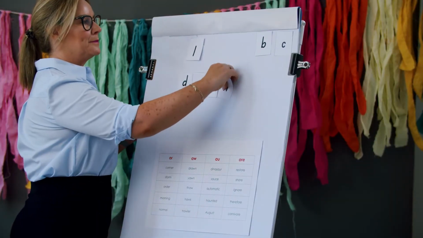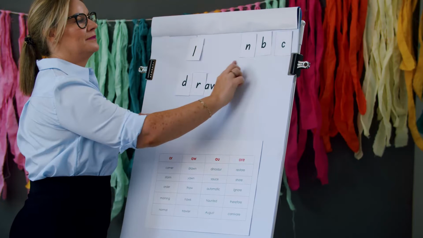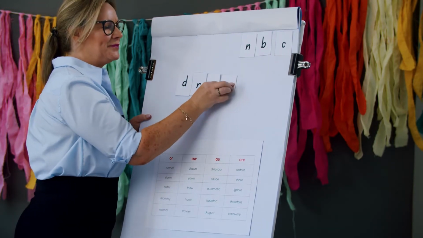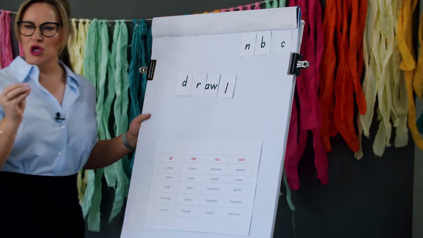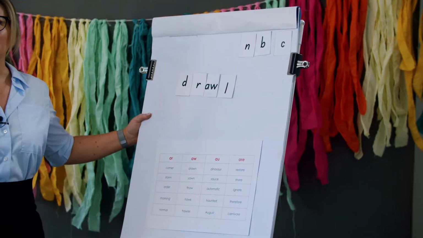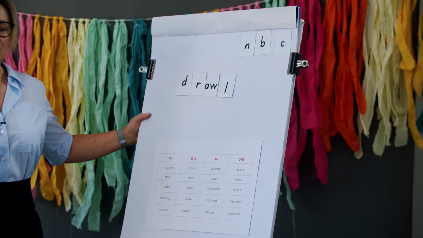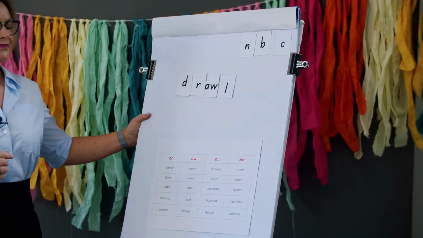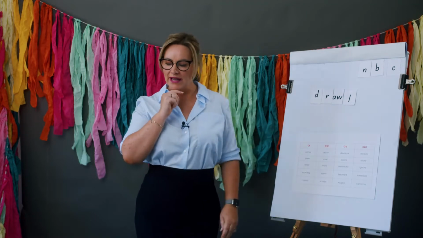Drawl. Drawl is when someone speaks really slowly and has really accentuated vowels. So I would go drawl. That's a drawl. Okay, last one.